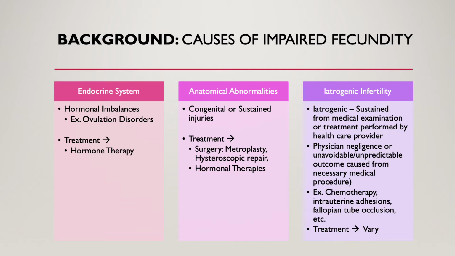Iatrogenic infertility is caused by sustained injuries from medical examination or treatment that have been performed by a healthcare provider. Iatrogenic injuries can be caused due to both physician negligence and or as an unavoidable or unpredictable outcome caused from a medically necessary procedure. While the treatment protocols vary depending on the type of injury, for the scope of my presentation, we will be focusing on chemotherapy-induced infertility, which is considered an unpredictable or unavoidable outcome from a medically necessary procedure.